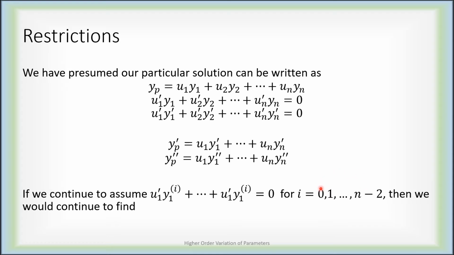And again, for i equals 0, that was this assumption that we made here, which we used to derive a nice form for yp prime. For i equals 1, it was the second assumption we made, which we used to derive a nice form for yp double prime. So we keep assuming this, and what we derive is that the next derivative of yp continues to have a fairly nice form. For i equals 0, we got that the first derivative of yp had this nice form. All the way up to, when i is n minus 2, we're going to get that the n minus 1 derivative of yp takes the particularly nice form.